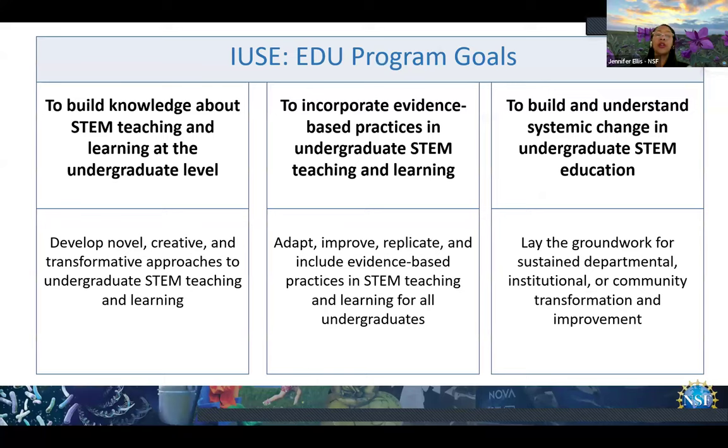So the program goals here are similar to what was on the previous slide: to build knowledge about STEM teaching and learning at the undergraduate level. And by doing so, you would develop novel, creative, and transformative approaches to undergraduate STEM teaching and learning, to incorporate evidence-based practices in undergraduate STEM teaching and learning. And here you're focusing on adapting and improving and replicating and including evidence-based practices in STEM teaching and learning for all undergraduates. And the last goal is to build and understand systemic changes in undergraduate STEM education. Here you'll be laying the groundwork for sustaining departmental, institutional, or community transformation and improvement. So these are much larger scale than the first goal that I wrote. And so you can see how you go from a level one, two, to a three.